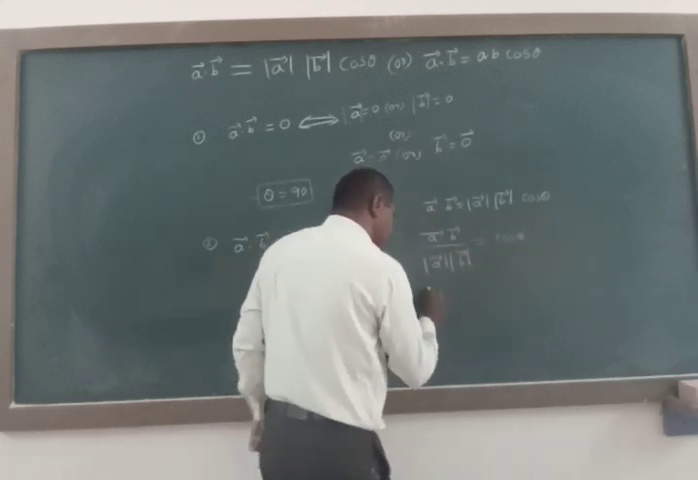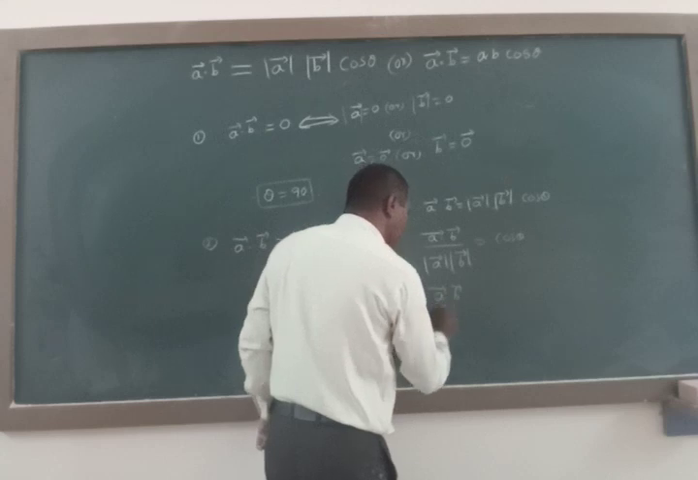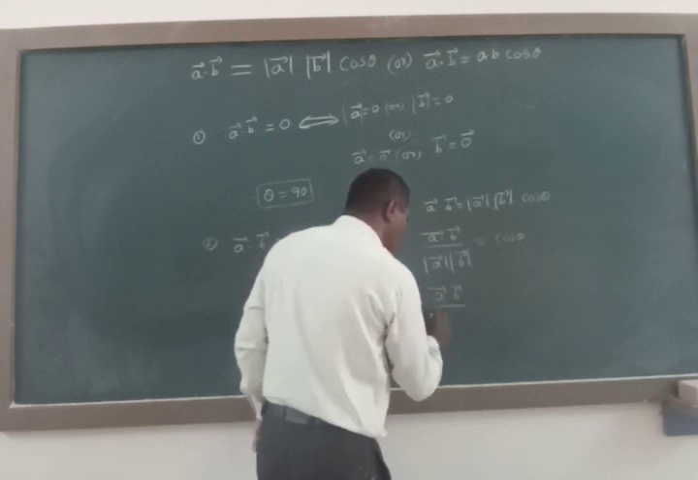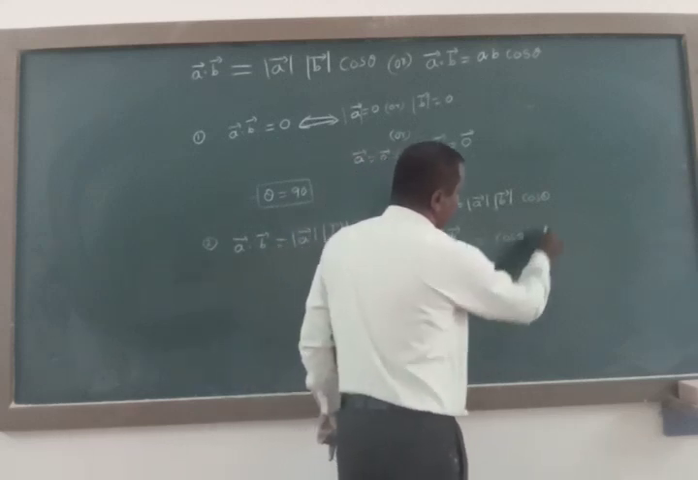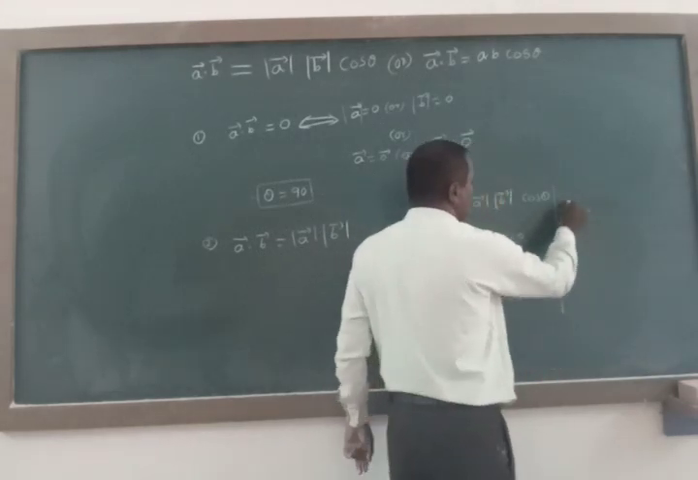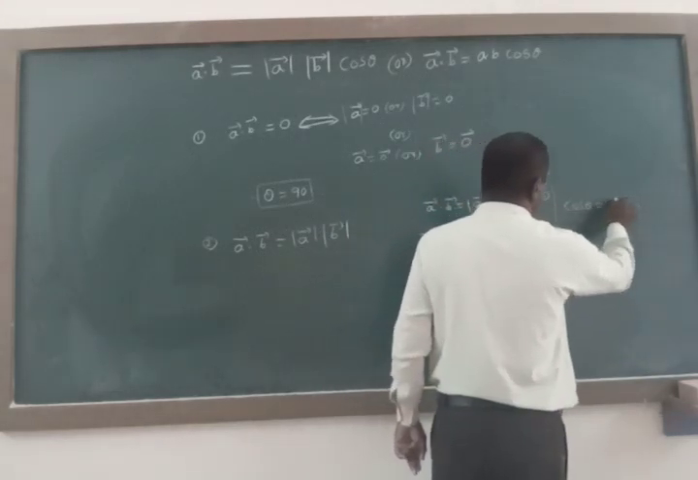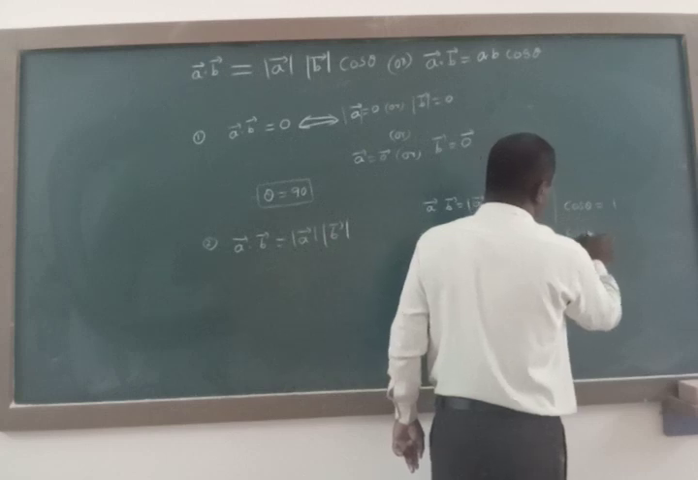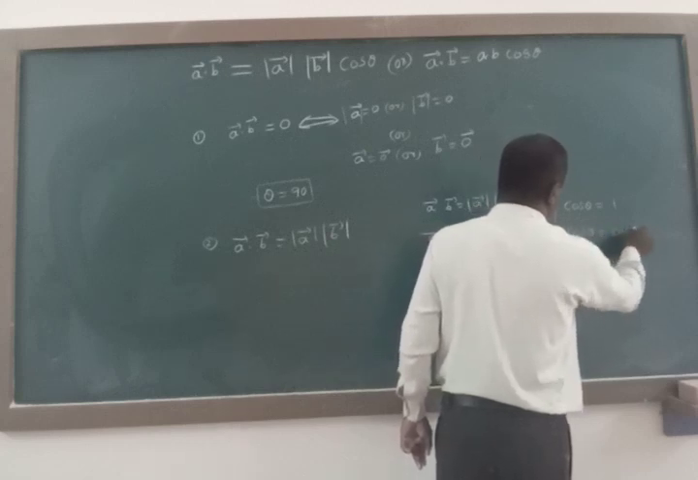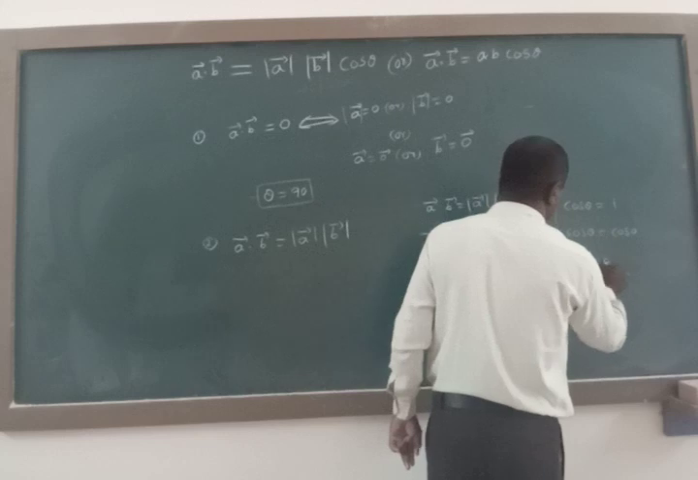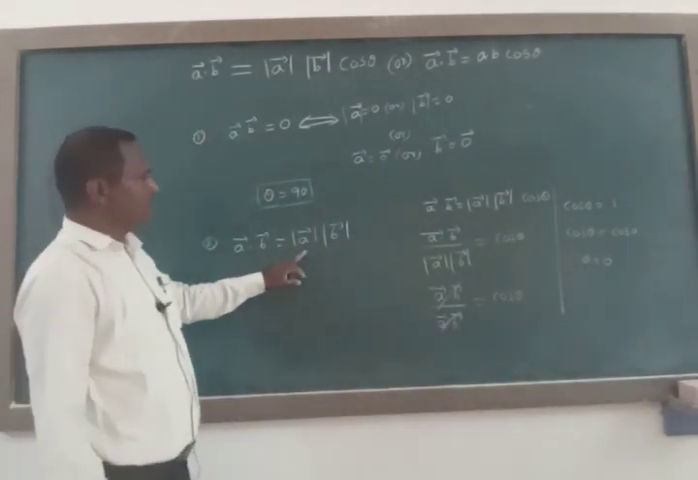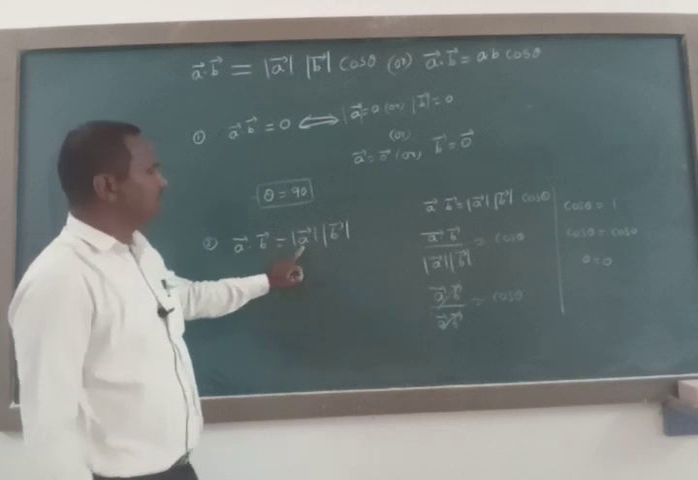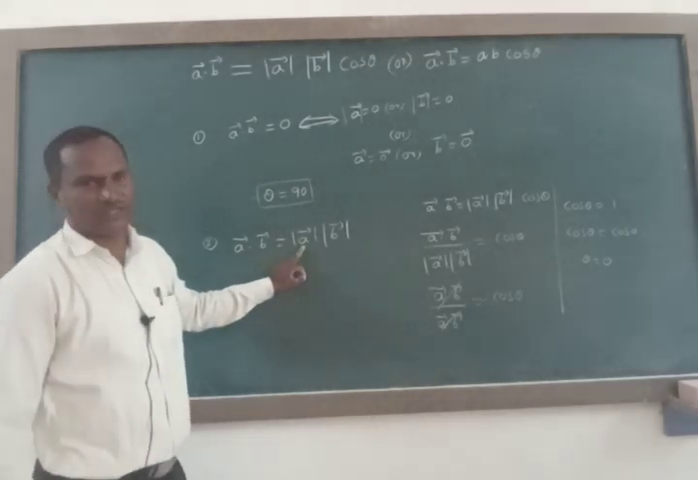Then these two values are the same now. We can take a bar dot b bar whole divided by a bar dot b bar. Both get cancelled. It is equal to cos theta. Or we can take here cos theta is equal to 1, and 1 is the value of the cos function for cos 0 degree. Cos gets cancelled here, theta is equal to 0 degree. That's why when these values are equal, the angle between the vectors is 0 degree.